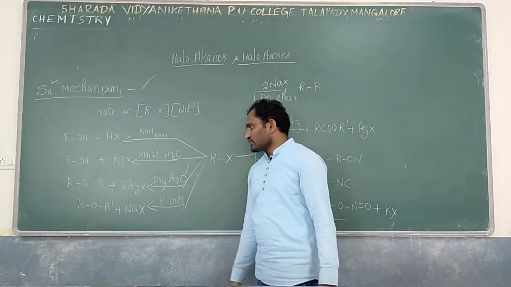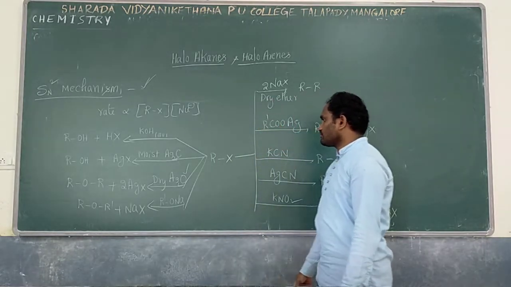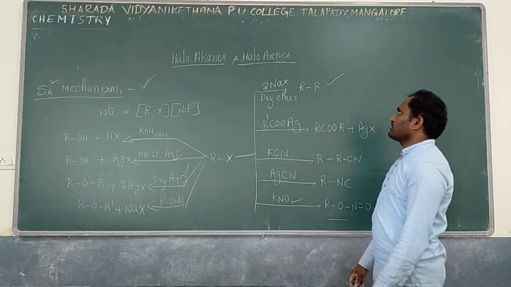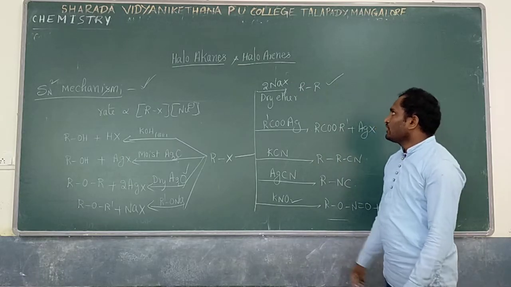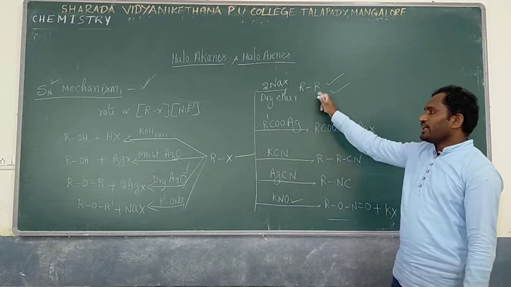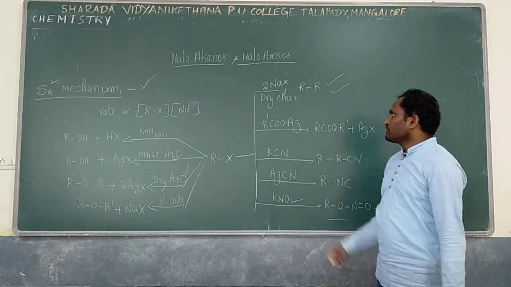Synthesis. Next one, Na in dry ether. This is called Wurtz reaction. Wurtz reaction, what do we prepare? From alkyl halides, we prepare hydrocarbons. Next one.